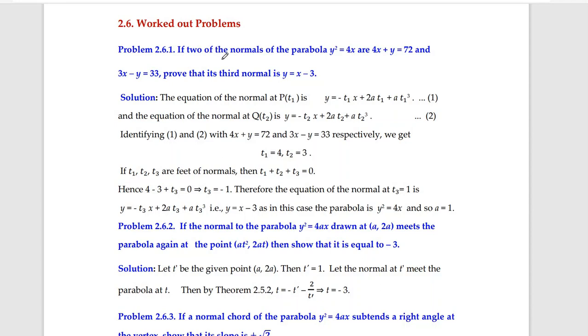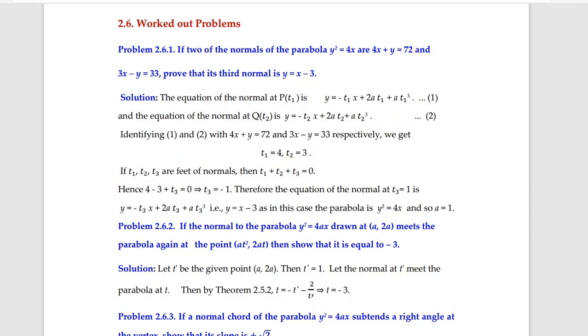A few worked out problems on normals of the parabola. So the first one: if two of the normals of the parabola y square equal to 4x are 4x plus y is equal to 72 and 3x minus y is equal to 33, prove that its third normal is y is equal to x minus 3.